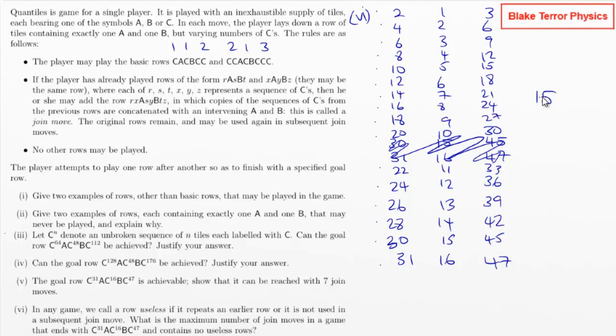What is the maximum number of join moves in a game? Yeah, that contains no useless rows. So how do we turn that into 7 then? So we're starting in the same place, I think, and obviously we end in the same place. Well, we're going to have to do that first join there. We need to get to there, but then we've got a choice. We could go to 6, or we could skip to 8.